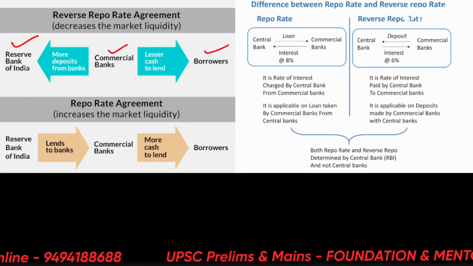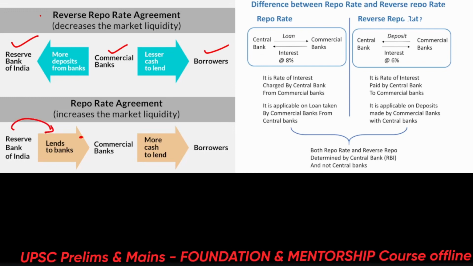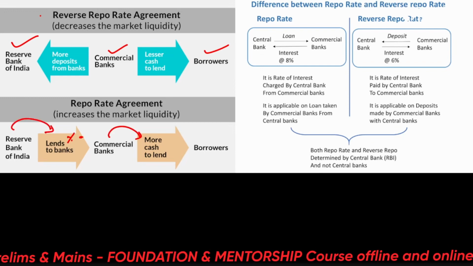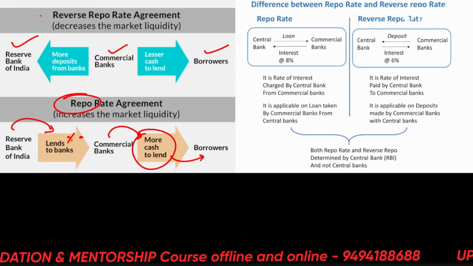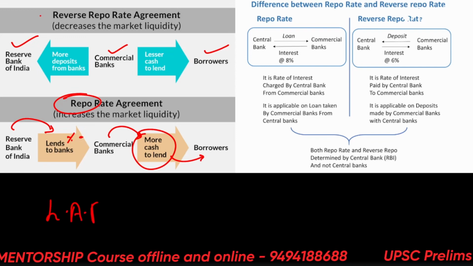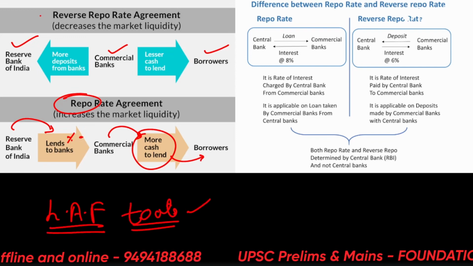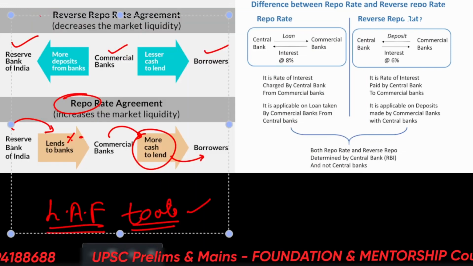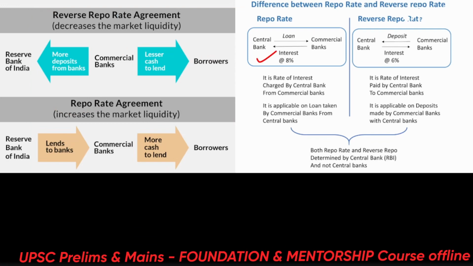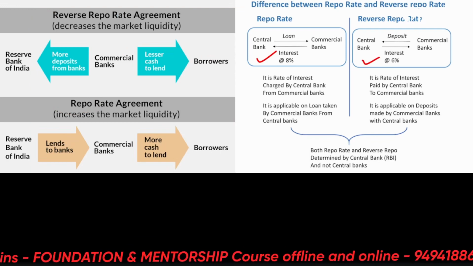RBI, commercial banks, borrowers. I have already explained this. So this is the repo rate. First, let's understand. RBI lends to the banks at the repo rate. And then commercial banks have more cash to lend to borrowers at a higher interest rate. This is known as repo rate. Please remember, these are all LAF tools. These are overnight and not usually used borrowings. Same here. You can just take a screenshot or pause the video and understand. It's a very simple thing.